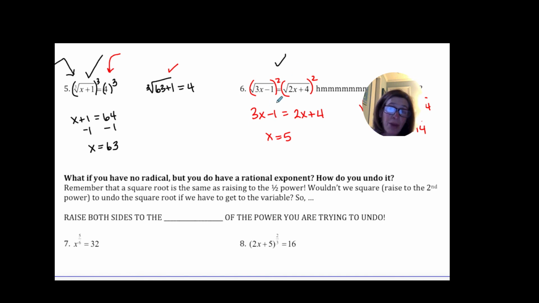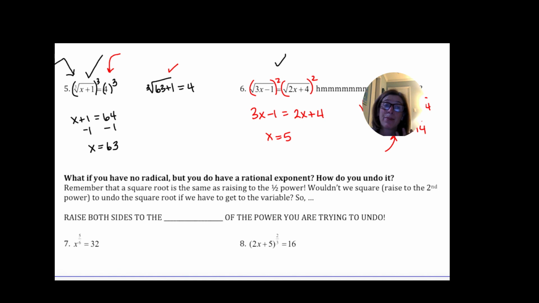And then number 6 had radicals on both sides. I had 2 radicals. So that's actually the same thing. You square both sides, getting x equals 5. When you plug it back in, I did get the square root of 14 equaled the square root of 14. So my answer works. Okay?